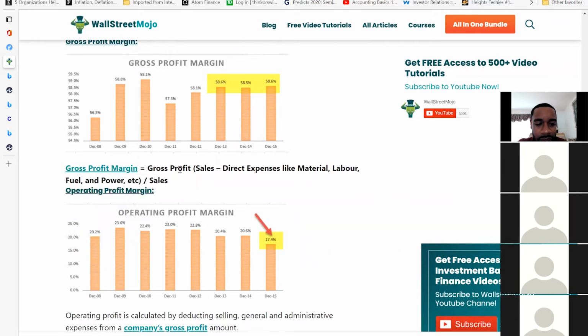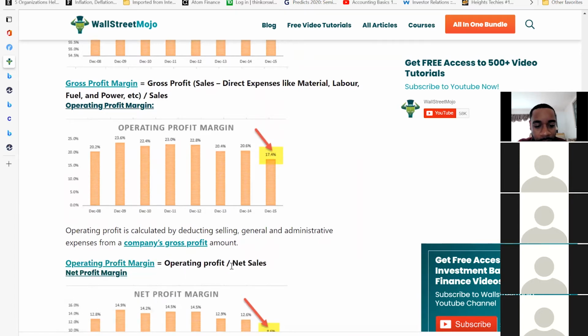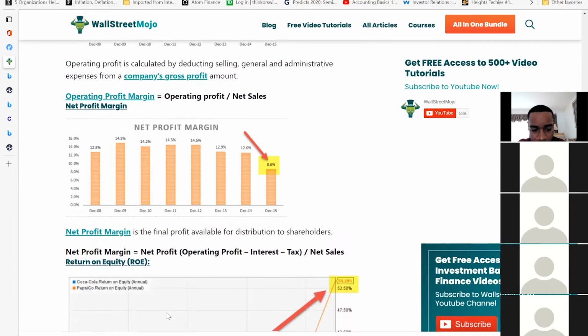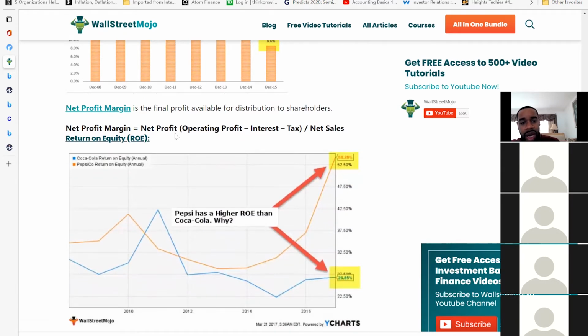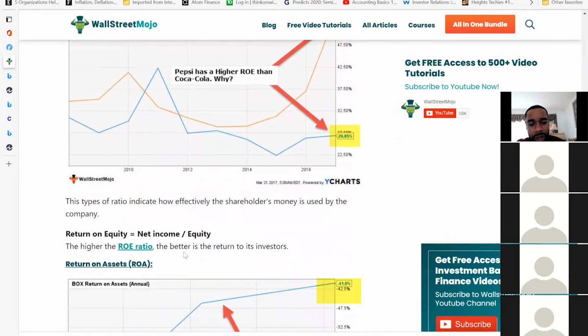All right, so gross profit margin, here's the formula. Sales minus expenses divided by sales, right? And that gives you your gross profit margin. The operating margin is operating profit divided by net sales. And then net profit margin is your net profit divided by sales, right? So you see how sales is kind of the common denominator here. And that just gives you a better picture of how profitable a company might be, as opposed to just the whole number, because the whole number could be a little misleading.